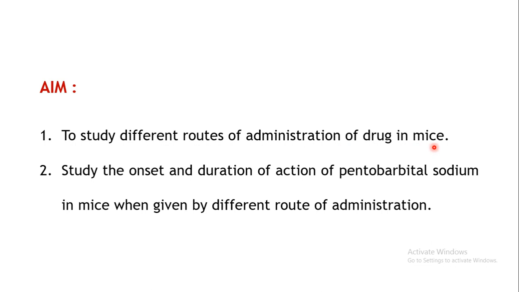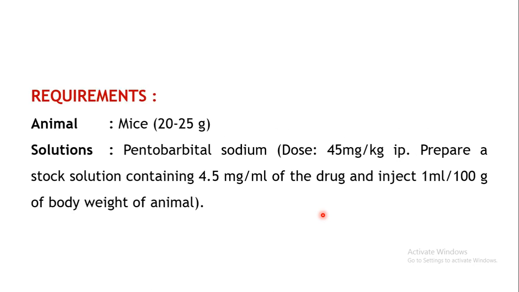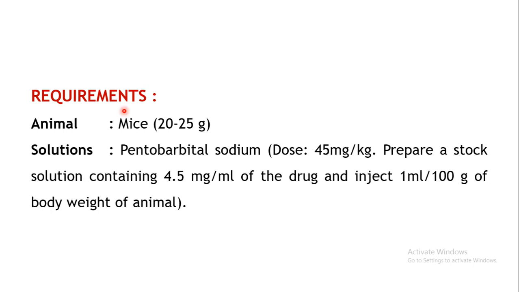The second aim of the experiment is to study the onset and duration of action of phenobarbital sodium in the mice when this particular drug is given by different routes of administration. So how does the onset of action and the duration of action vary depending upon the change in the route of administration? The requirements are as follows.